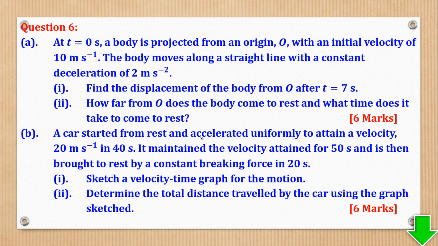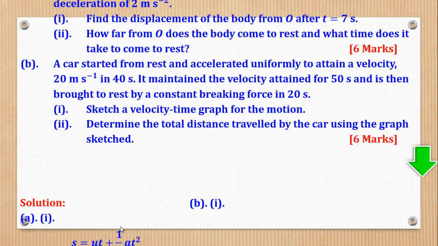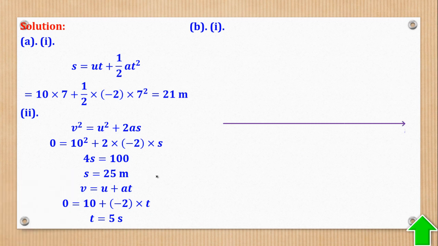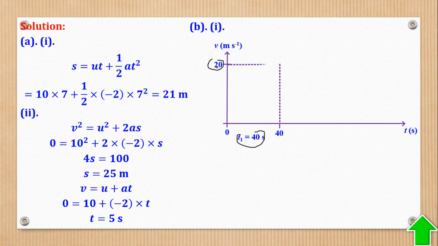So first it was accelerating to attain this velocity from 0 to 20 in 40 seconds. So let's first draw that. This is just a sketch, you don't need the graph paper. So you draw the axes. They said 40 seconds to attain a velocity of 20 meters per second. So you can join from start to end, from here up to here, but using a ruler.